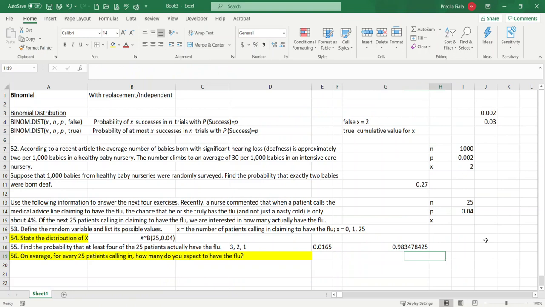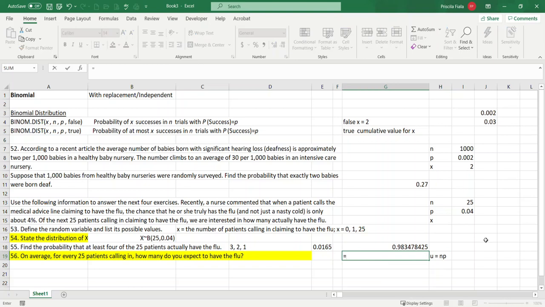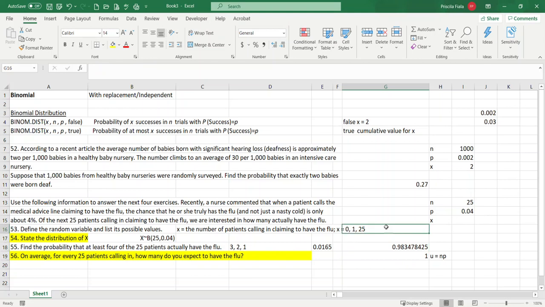So we're going to do mu, which equals n times p. So let's do equals n times probability, which is 1. So one patient we expect to actually have the flu and not just a nasty cold.